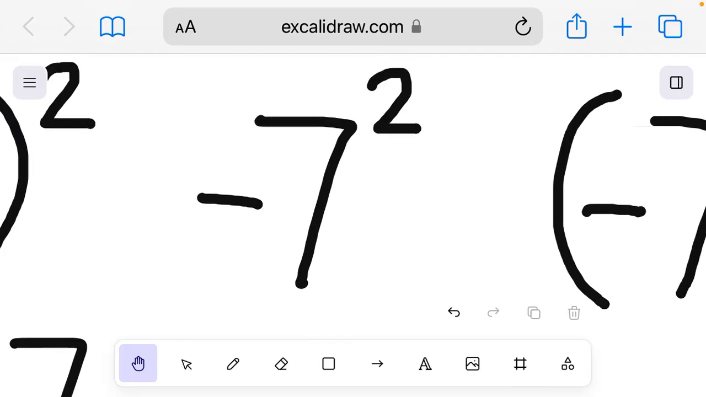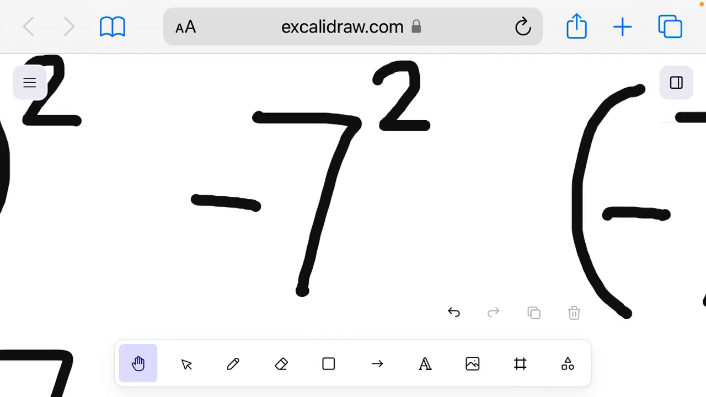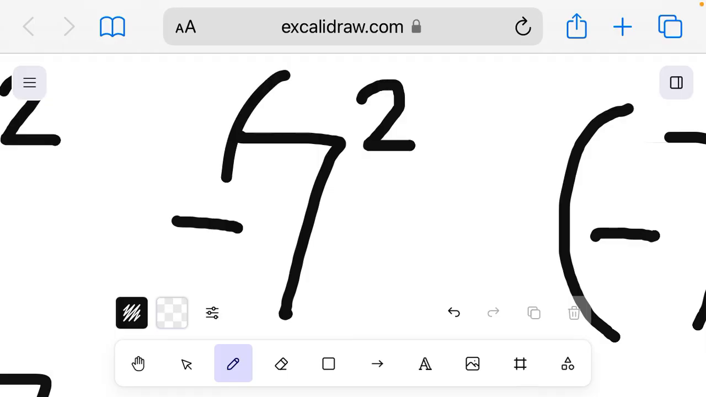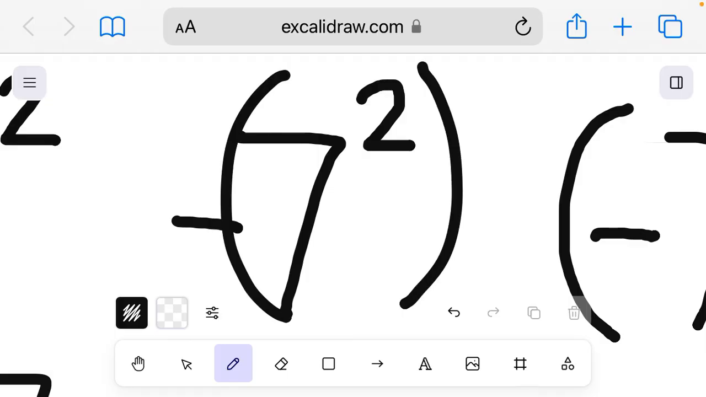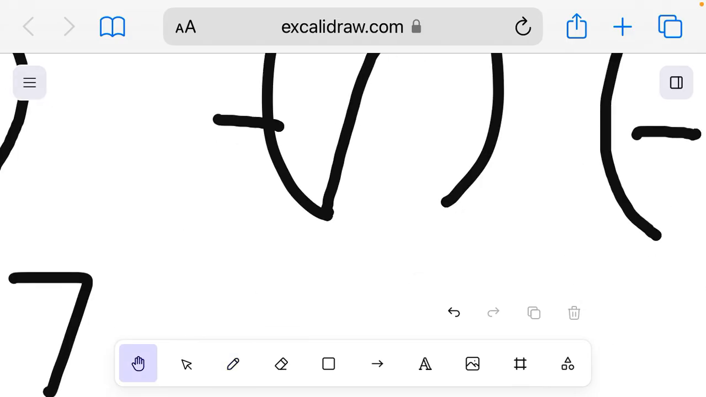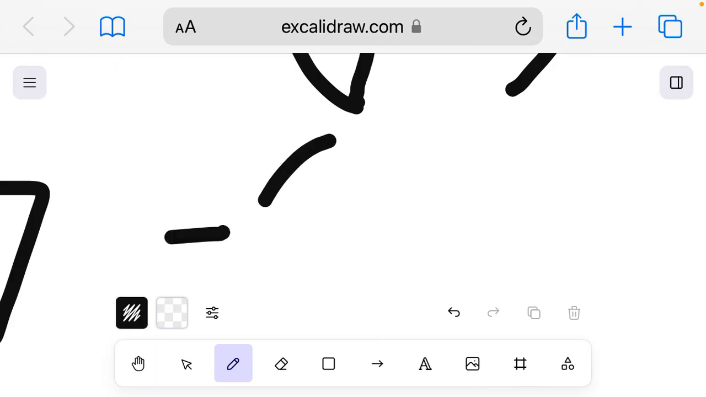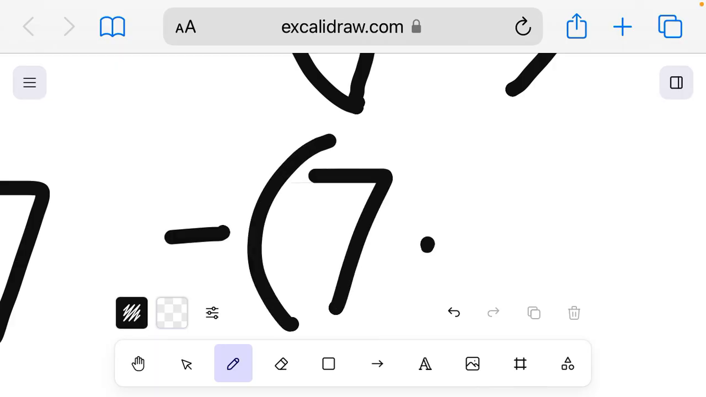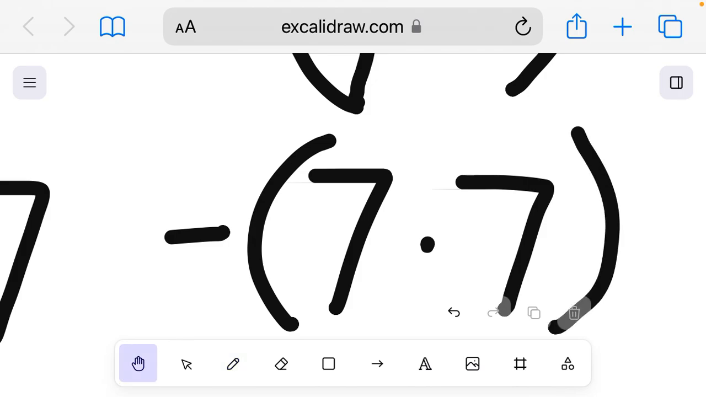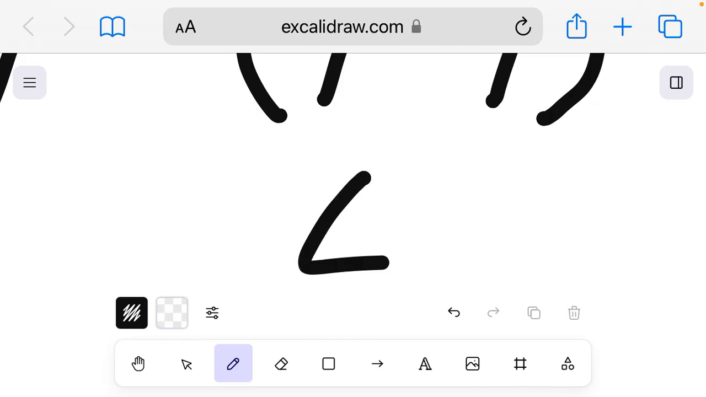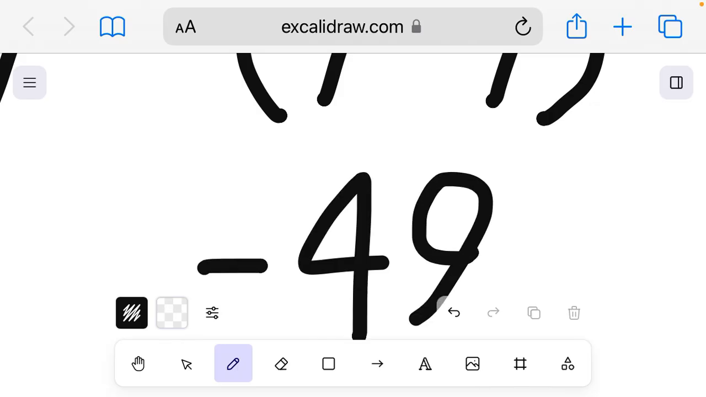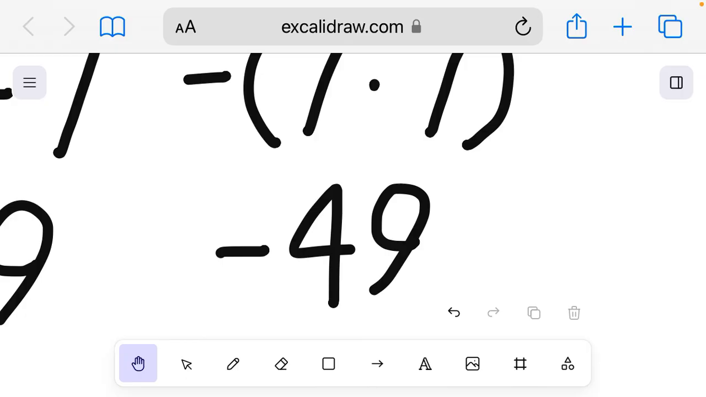Now let's move on to the fourth problem. We have the negative of 7 squared. In order to do this, you have to think like this: the negative sign is not attached to that number. So we have the negative of 7 times 7, which is 49. And you bring that negative sign down right here. So the answer is negative 49.